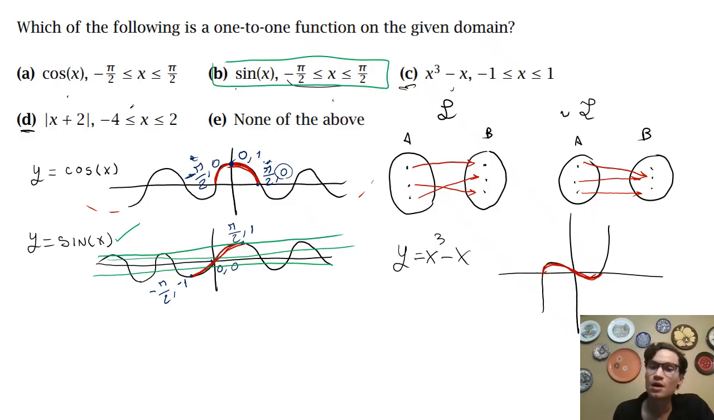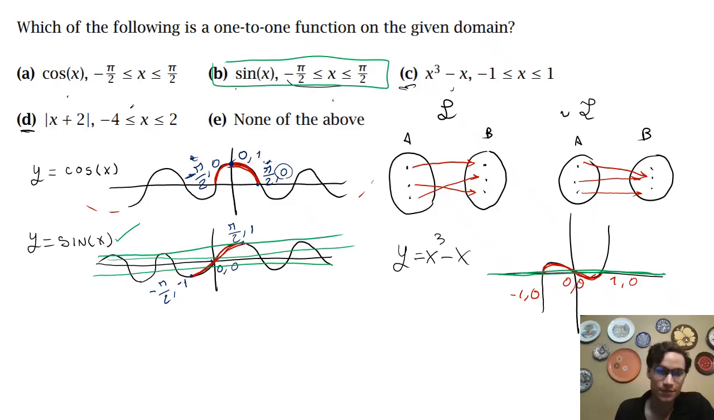If we draw a horizontal line, a horizontal line that is basically the x-axis, this will cut our chunk of the function 3 times. So this is definitely not a one-to-one function, it's a many-to-one function. And those 3 points are (-1, 0), (0, 0), and (1, 0).